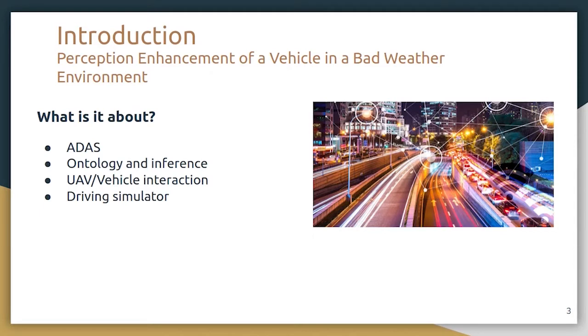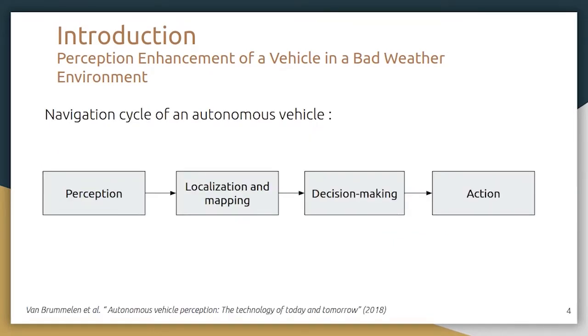So as we said, we work on vehicles and most specifically autonomous vehicles. Here you have the navigation cycle of an autonomous vehicle as shown in the work of Van Brummelen et al. As you can see, the navigation cycle is made of 4 different steps. We have the perception, the localization and the mapping, decision making, and the action.